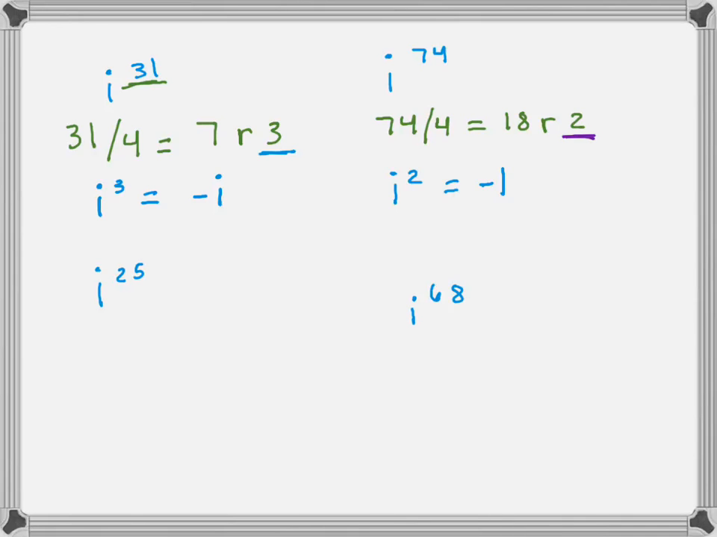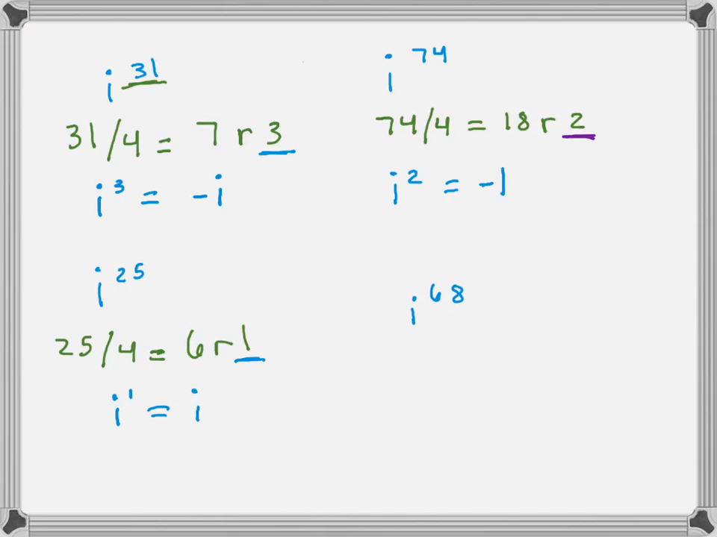Okay, and then I to the 25th, this is 25 over 4, which is also equal to 6 remainder 1, because 24 divided by 4 is 6, with a remainder of 1. And then, looking at the remainder, we can just get that this is I to the power of 1, which is also equal to I.